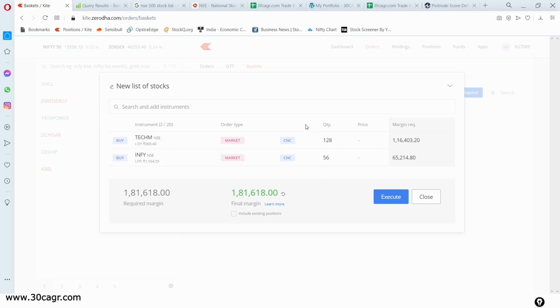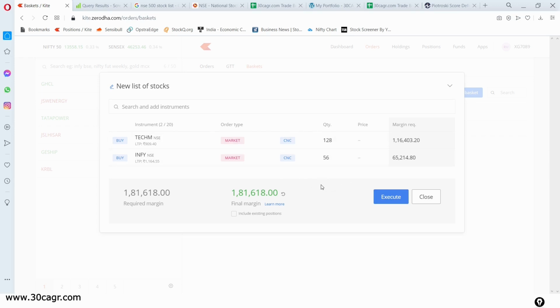Even if you don't have the basket order feature, you can still make use of AMO, which most of the brokers allow. AMO is nothing but after market order, where you are allowed to place orders even before market opening. And even in Zerodha, you can use this basket feature with the regular orders or as after market order.